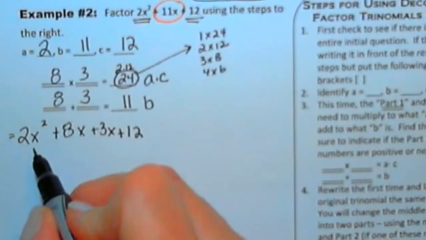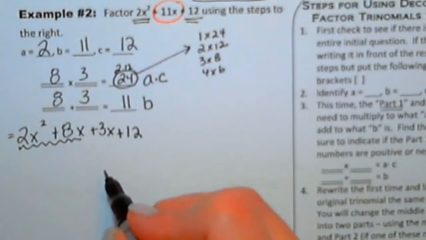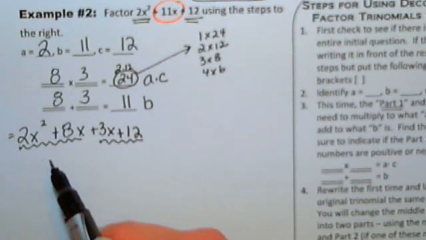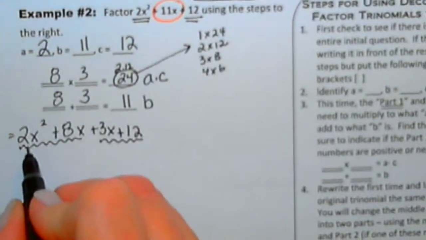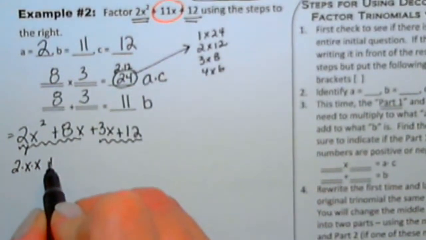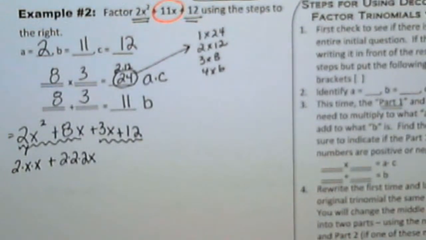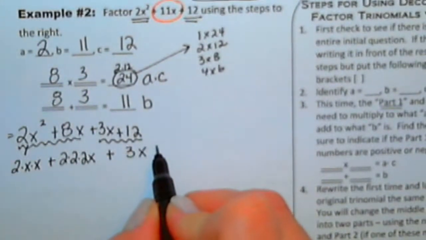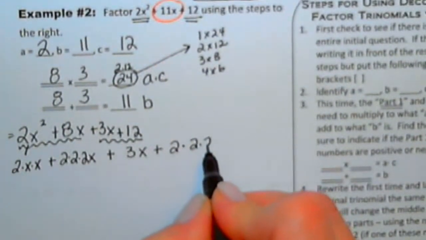Now what you're going to do is, for a moment, you're going to pretend you almost have two questions here. You have these two guys being one question, and these two guys being another question. And you're going to find the GCF of these two guys and the GCF of these two guys. So here's what it's going to look like. We're going to break this down into our factors like we normally do. 2 times x plus 2 times 2 times 2x. And then I'm going to leave a bit of a space, plus 3x plus, and the 12 is going to be 2 times 6, which is 2 times 2 times 3.